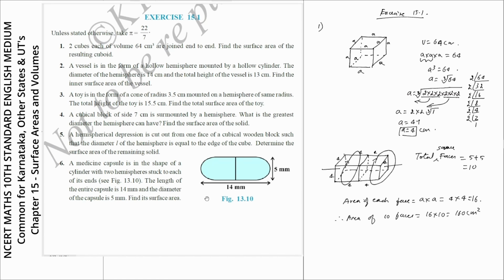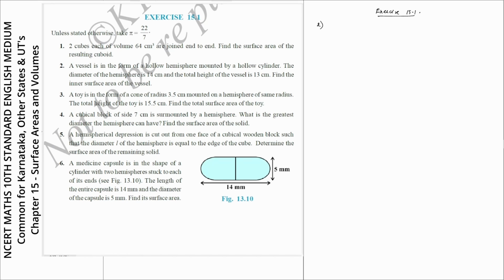So volume is given by centimeter cube. The unit of volume is centimeter cube, and the unit of area is centimeter square. Okay. Now 10 faces are there, and this is nothing but the surface area of the resulting cuboid, 160 centimeter square. And that completes this problem.